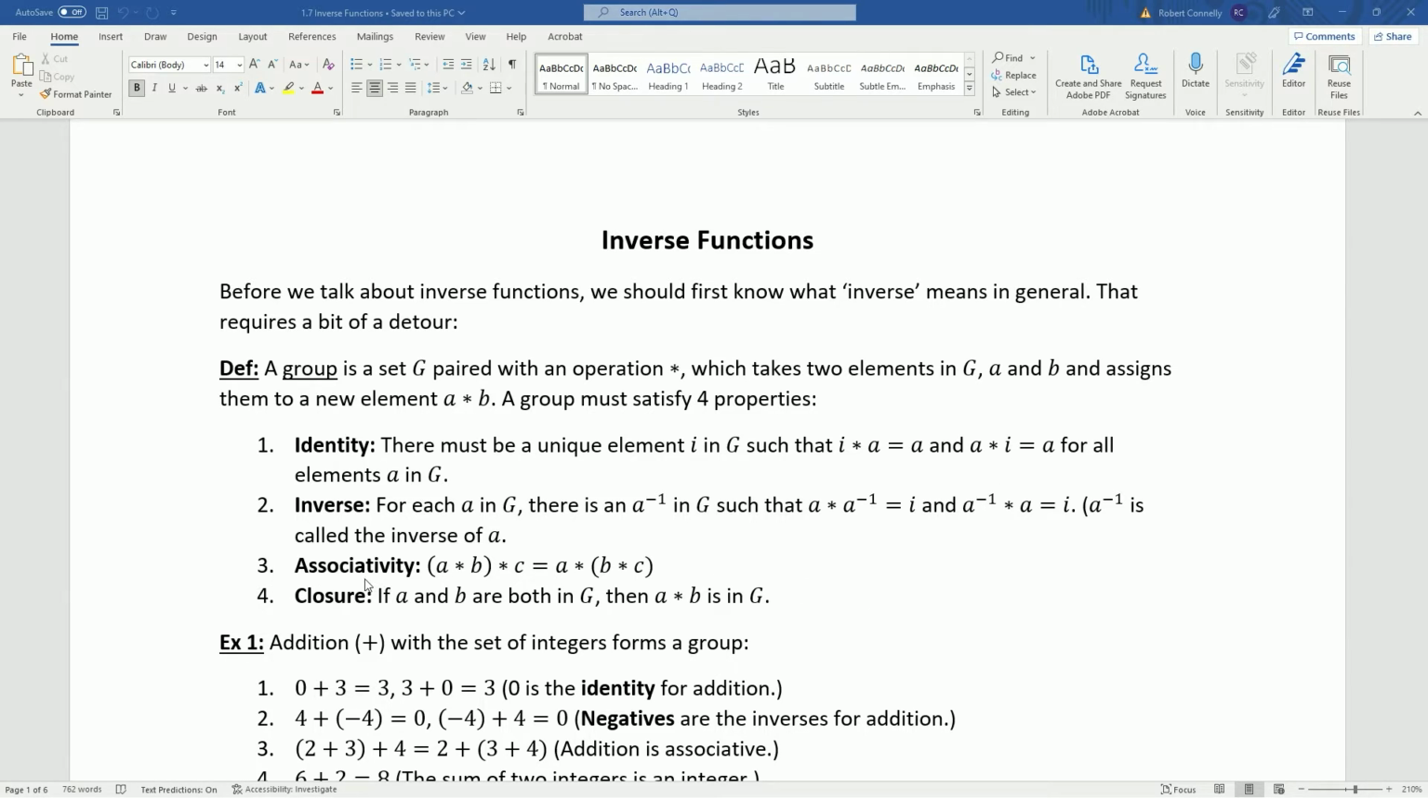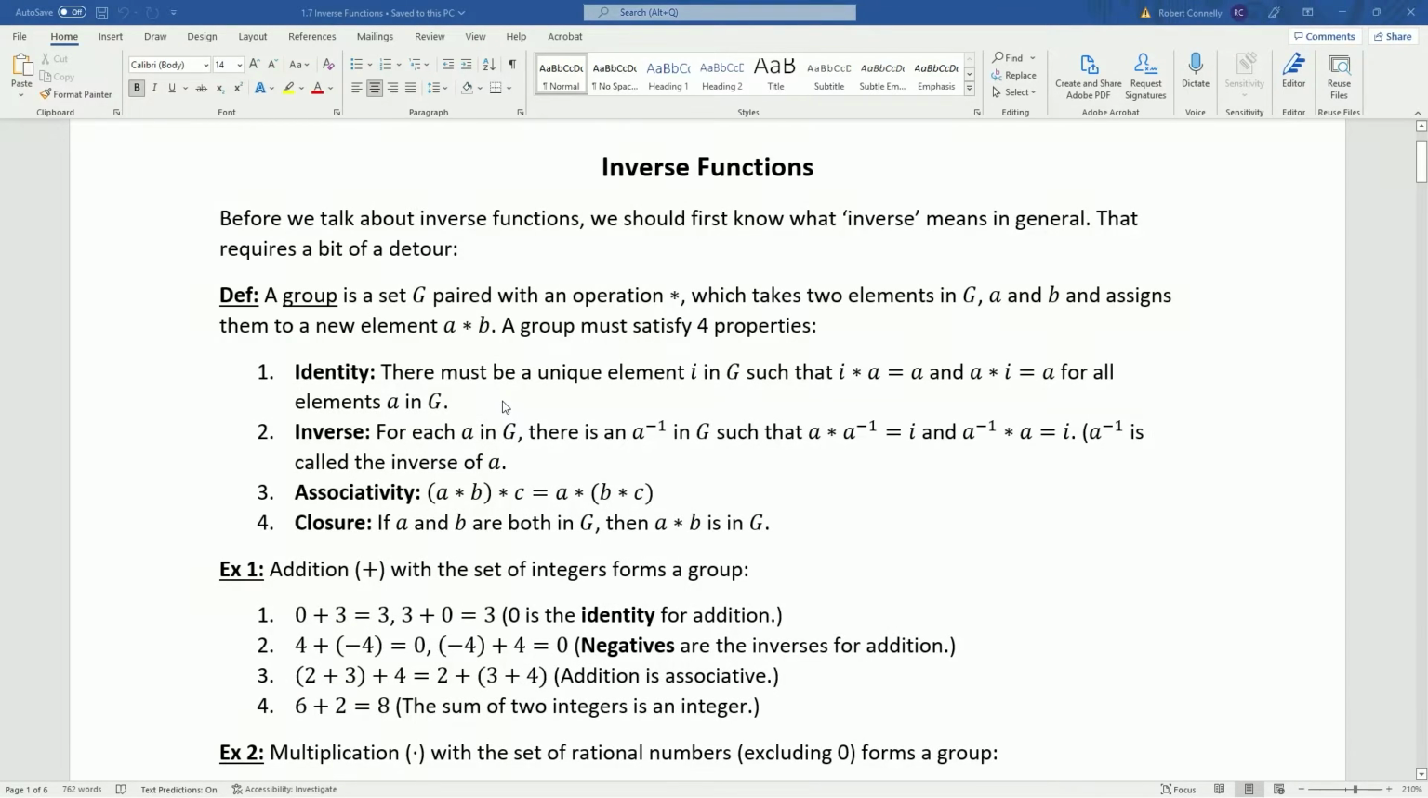They must also satisfy associativity, meaning if we're operating A, B, and C, and we operate A and B first, or we operate B and C first, it's not going to change the result of the operation. And finally, closure. If A and B are both in G, then A star B is in G. So, okay, this sounds like a complicated definition and something totally new, but actually, you've been dealing with a lot of groups, and it's pretty straightforward.